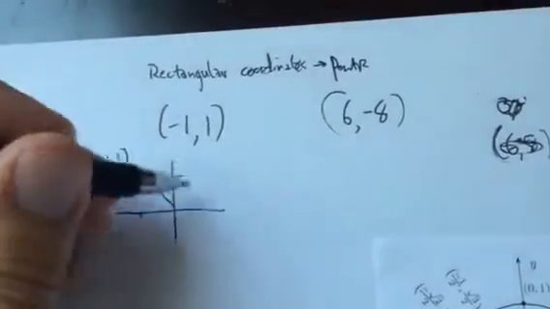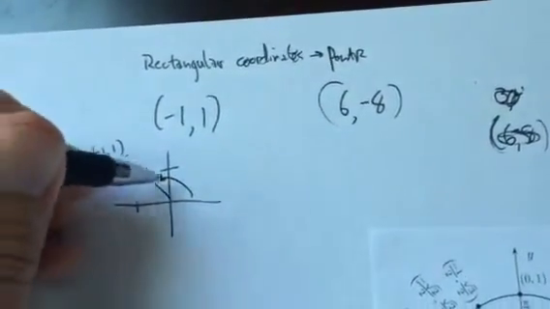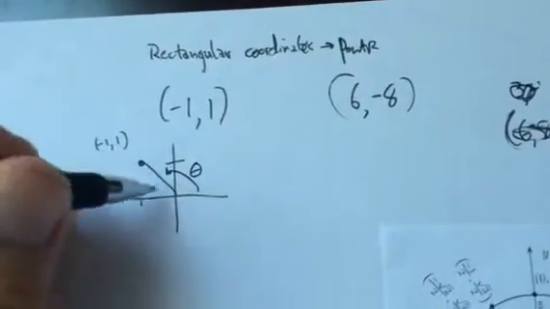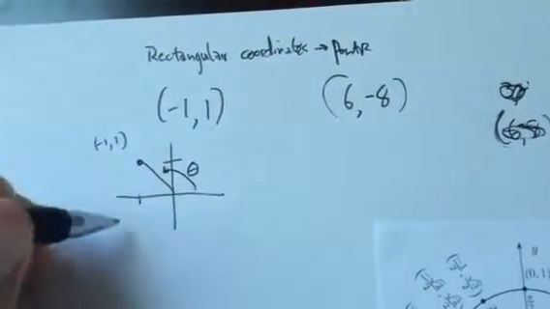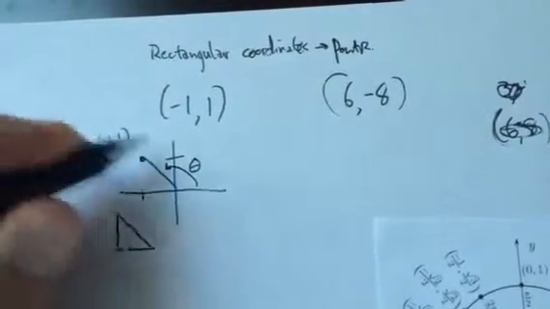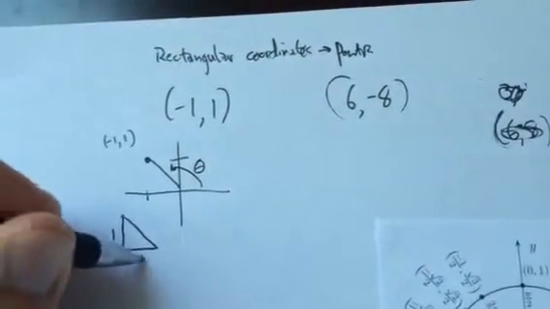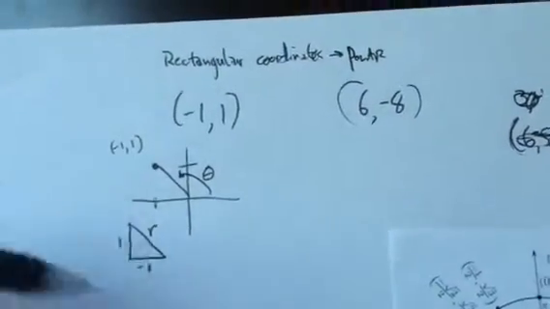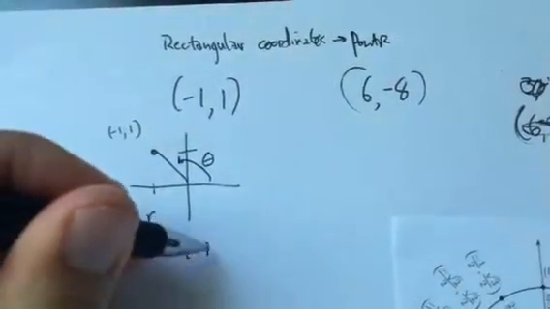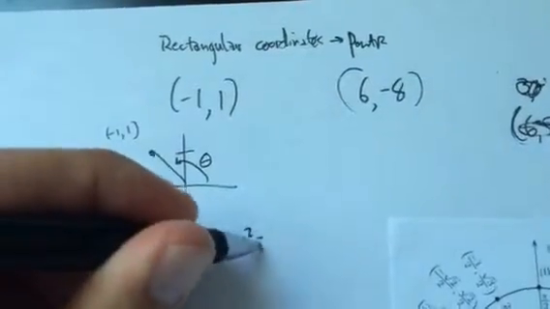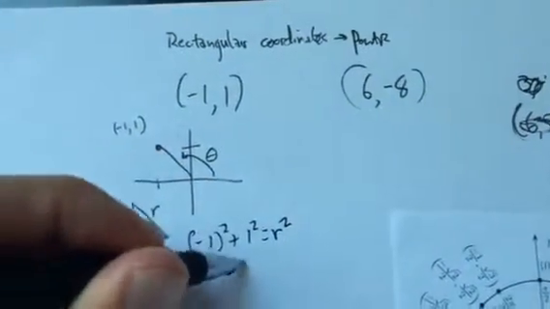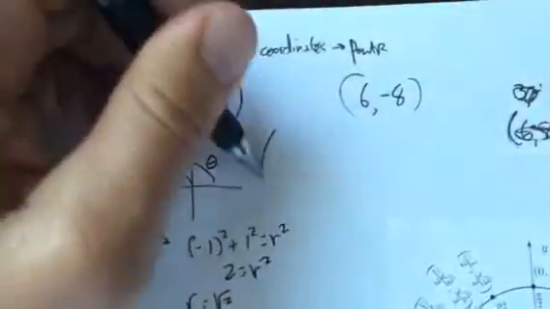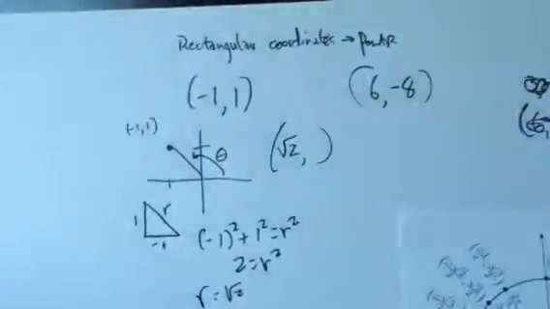And what I want to do is figure out both the radius and the theta, right? I want to turn it into polar coordinates. So first off, let's just think about this triangle that's right here. I'll sketch it out here. So this is -1, this is 1, right? X and Y. And then I want to find that radius r. So that's the Pythagorean theorem. -1 squared plus 1 squared equals r squared. So 2 equals r squared, square root of 2. So I know that my r part is square root of 2.